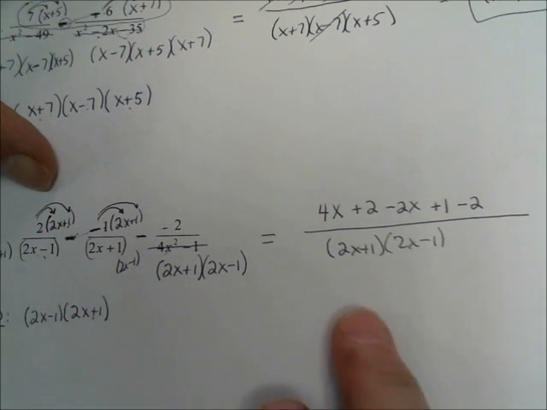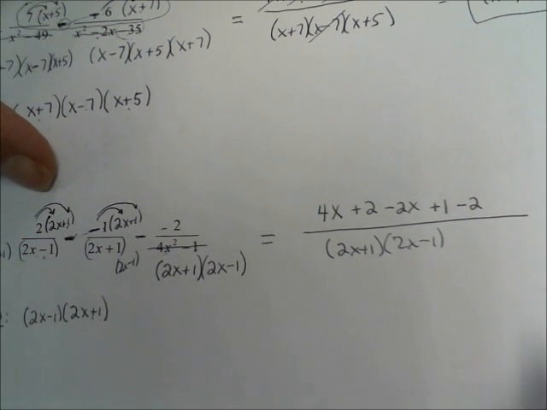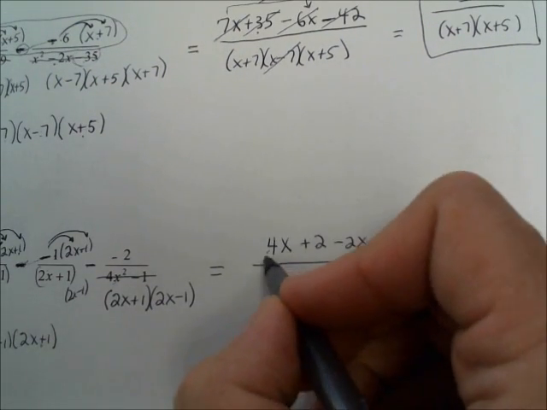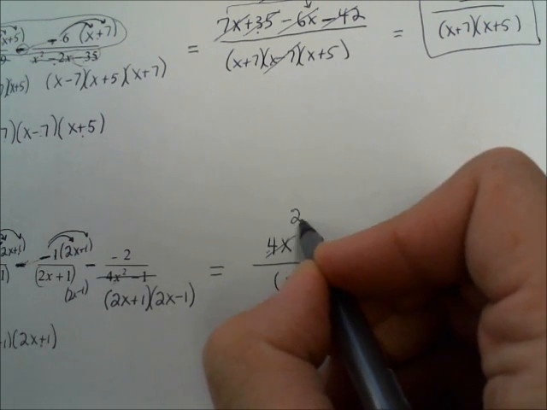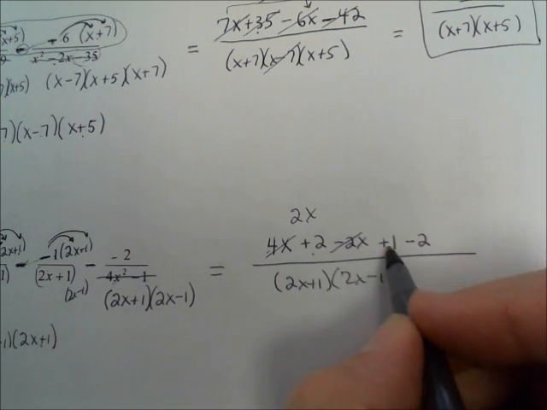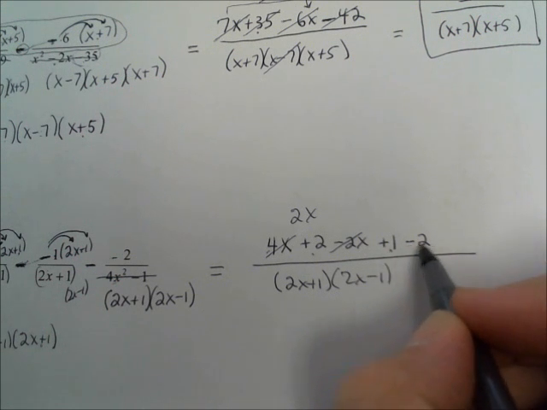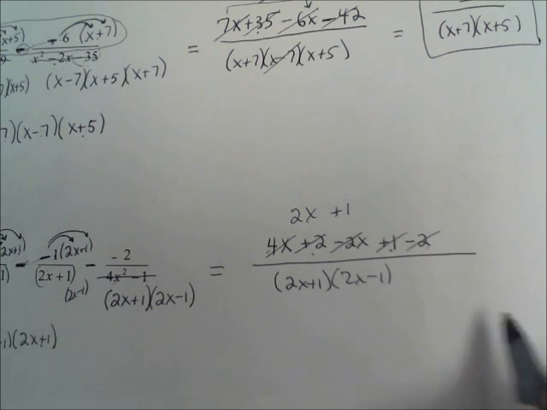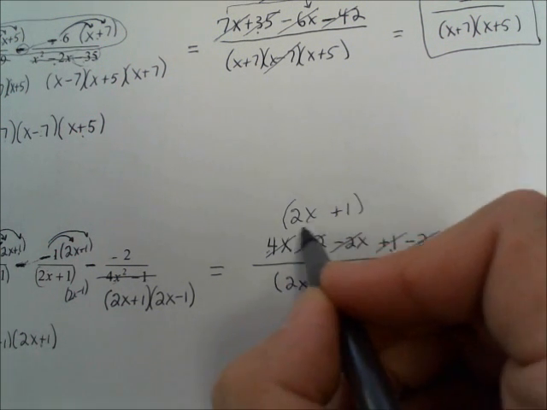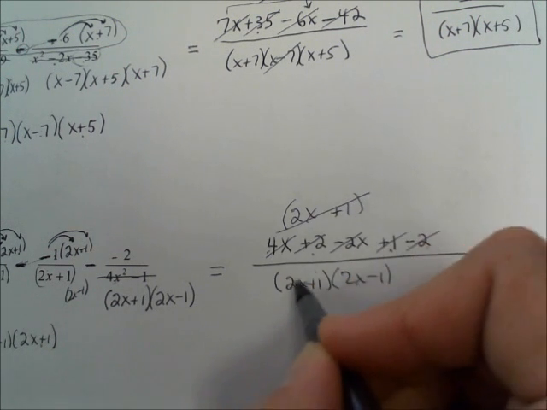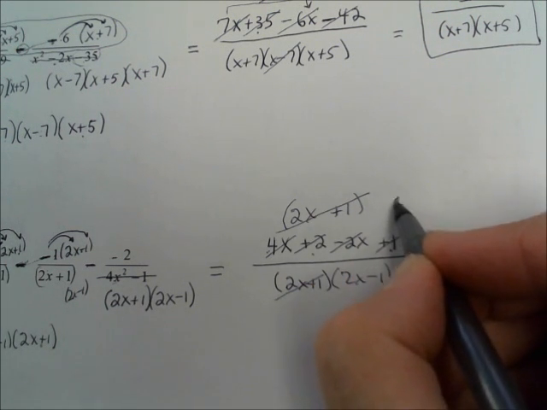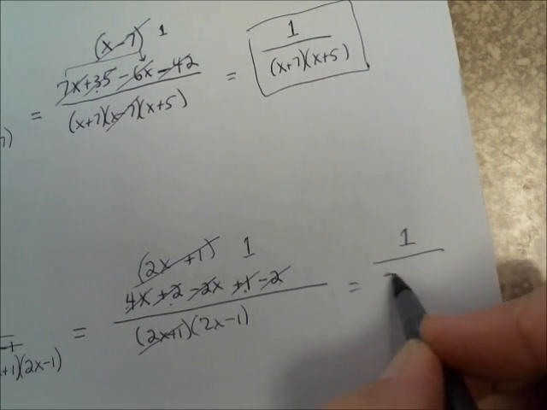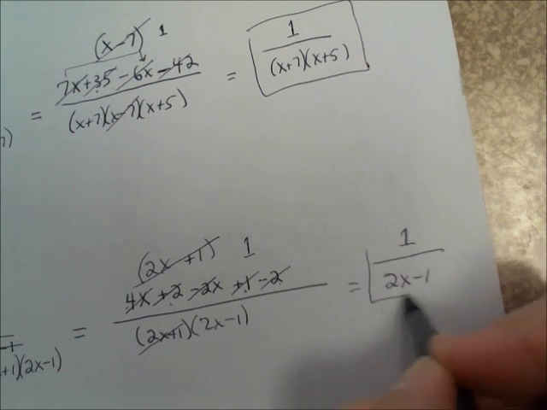They can be written in any order. It doesn't have to be in this order. You can switch them around. Let's combine like terms. 4x minus 2x is equal to 2x. 2 plus 1 is 3. 3 minus 2 is 1, positive 1, so all those combine into a positive 1. I'm going to put parentheses around this because then you can see this 2x plus 1 and this 2x plus 1 will cancel out. Put a 1 on top because our final answer has a 1 on top, all over a 2x minus 1 on the bottom.